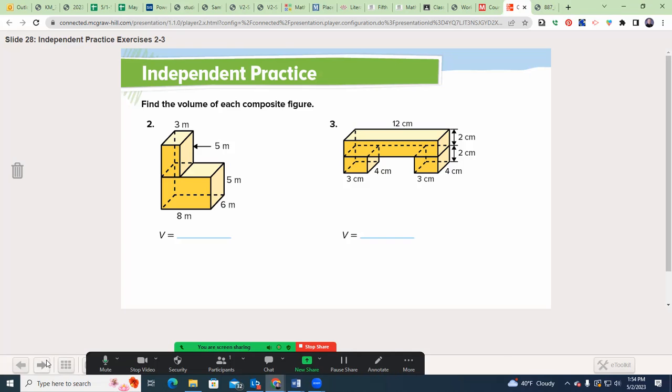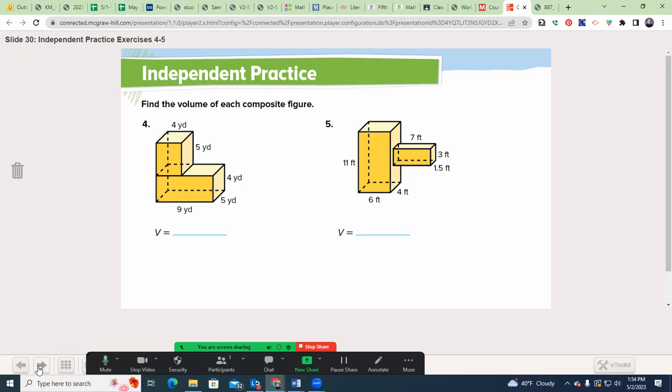Welcome back. Let's see how you did. 330 cubic meters and 144 cubic centimeters. So 5 times 6 times 8, 3 times 5 times 6. Let me get these pieces here. Notice that these pieces were the same at 12 times 2. All right, let's go ahead to numbers 4 and 5. You may pause the video and I'll see you on the other side.